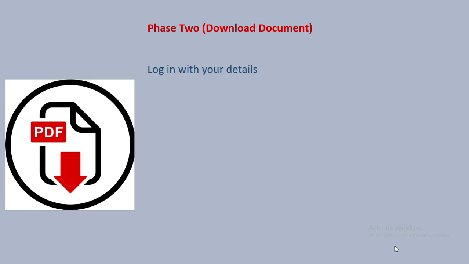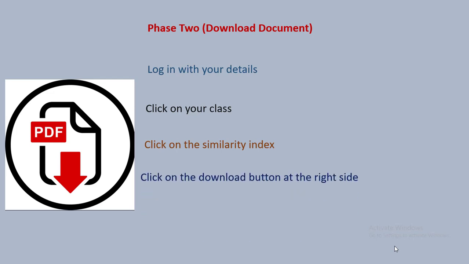Now the first thing is almost the same thing. You log in with your details, you click on your class. Now here you click on the similarity index. I will show you when we get to the practical class. Then you click on the download button at the right side. Then you click on download the current view to get the PDF version of the document, which you will give to your students to work with.